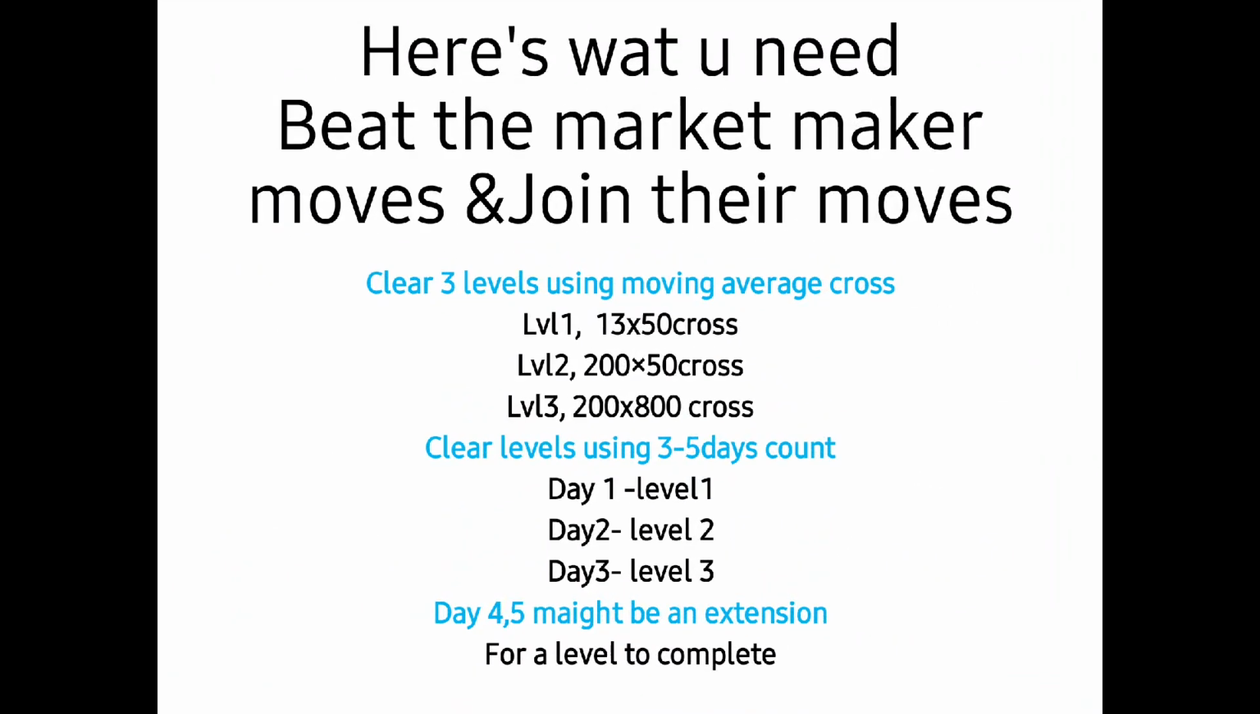Here is another one. Here's what you need to beat the market maker or the moves: you have to see the 3 clear levels. Level 1 is 13 and 50, level 2 is 50 and 200, level 3 is 200 and 800. Using days, you have to count from day 1 to day 2. Sometimes day 1 can be in level 1, day 2 in level 2, and day 3 may take 3 to 4 days to finish that level. Days 4 and 5 might be an extension of the level, but you have to see 3 levels in 3 days or 3 to 5 days.